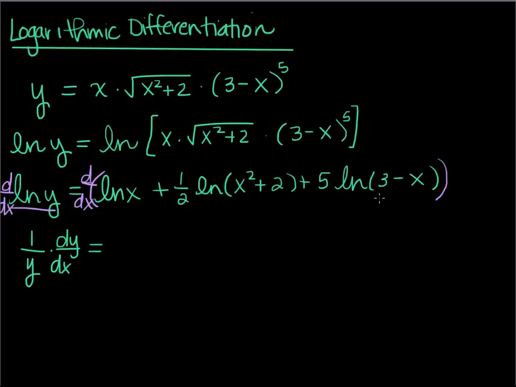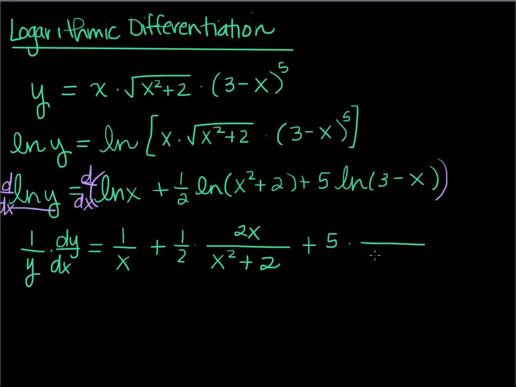All of this is in terms of x, so I can just start taking derivatives. So the derivative of natural log of x is 1 over x, plus 1/2 times 1 over the stuff times the derivative of the stuff. The derivative of the stuff can just go on top, because when you multiply by 2x over 1, it's just going to go in the numerator. Plus 5 times 1 over the stuff times the derivative of the stuff.